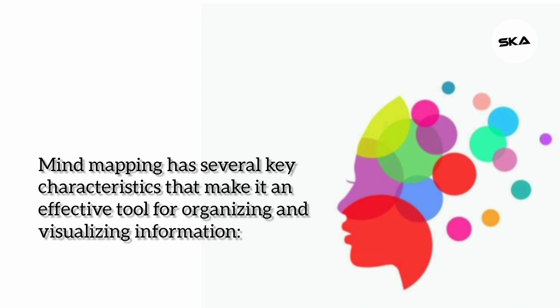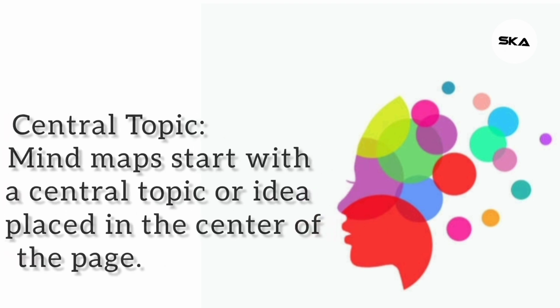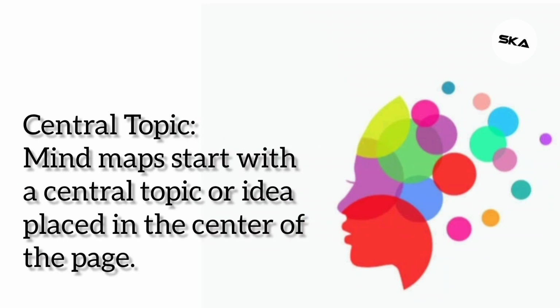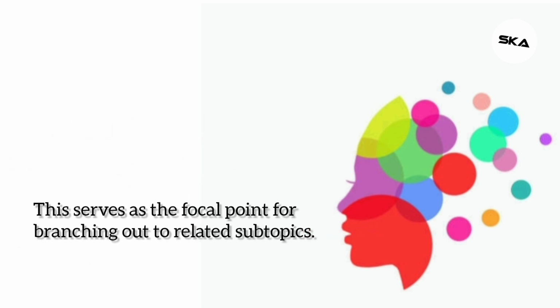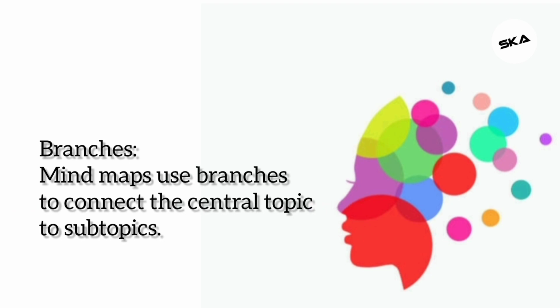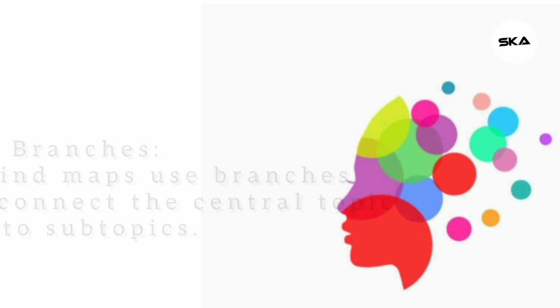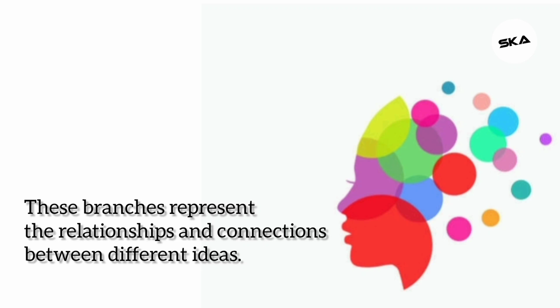Mind mapping has several key characteristics that make it an effective tool for organizing and visualizing information. Central topic. Mind maps start with a central topic or idea placed in the center of the page. This serves as a focal point of branching out to related subtopics. Branches. Mind maps use branches to connect the central topic to subtopics. These branches represent the relationships and connections between different ideas.